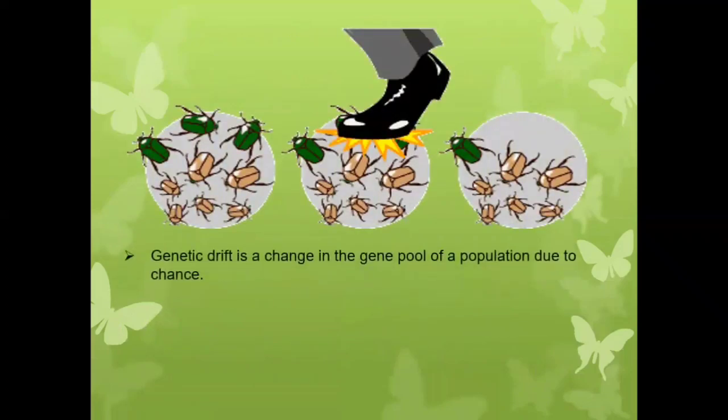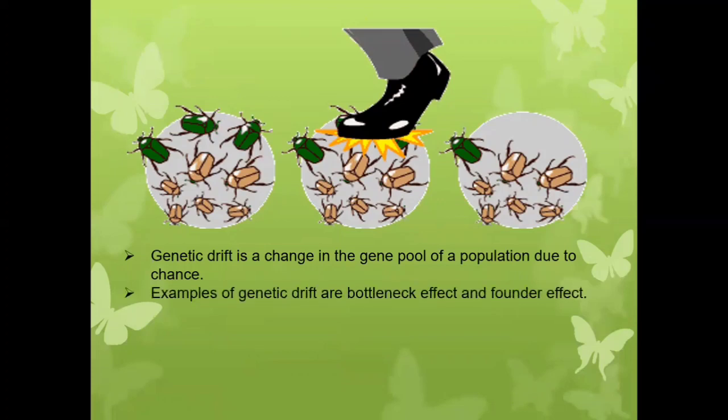Pag sinabi po nating genetic drift, it is a change in the gene pool of a population due to chance. So, genetic drift, pagbabago ng isang gene ng isang population by chance. Based on the picture, so paano nga ba nangyari yung pagbabagong yan? Halimbawa ng genetic drift, a bottleneck effect and founder effect. Ano ba yung difference ng founder effect and bottleneck effect?